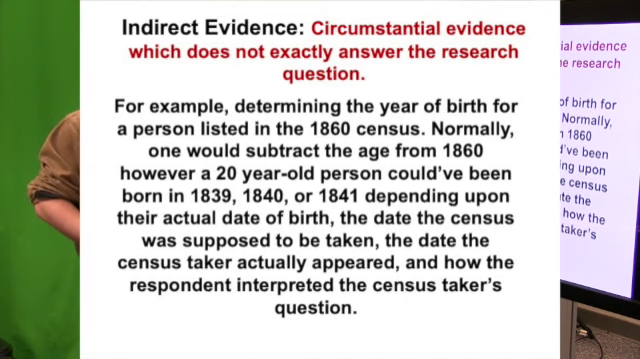It doesn't really answer your question, but it gives you some pointers. For example, trying to figure out when somebody was born based off their age in the 1860 census. Normally you just subtract their age from 1860. However, a 20-year-old person could have been born in 1839, 1840, or 1841, depending on the actual date of birth, the date the census was supposed to be taken, the date the census taker actually appeared, and how the respondent interpreted the census taker's questions.